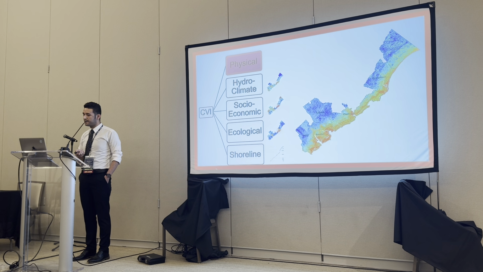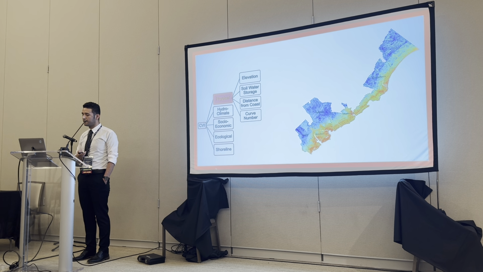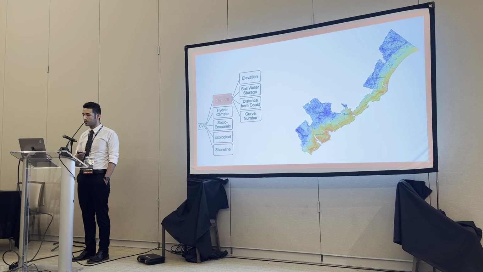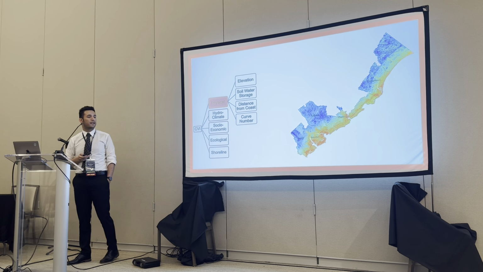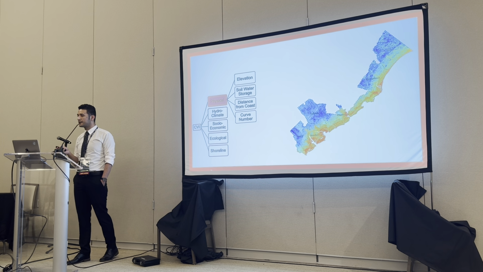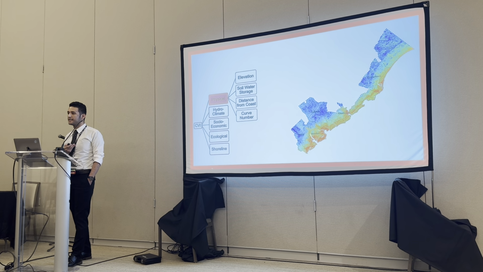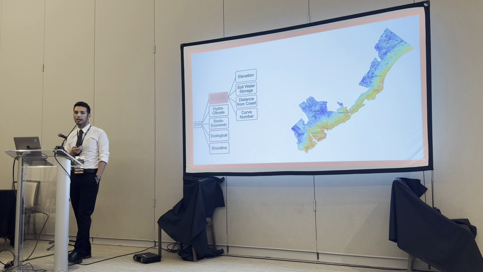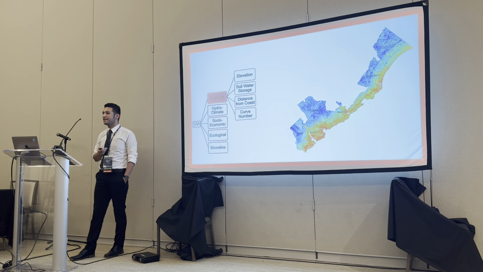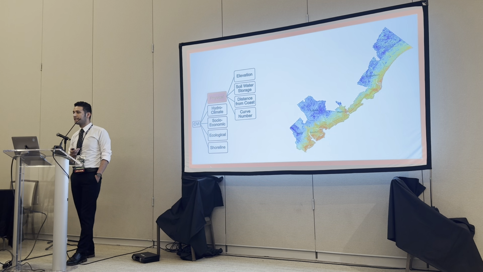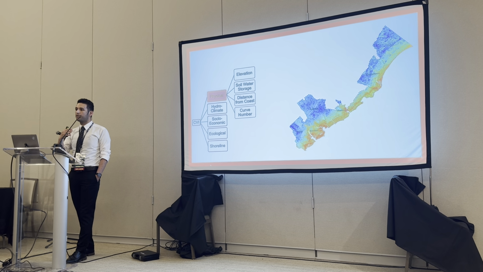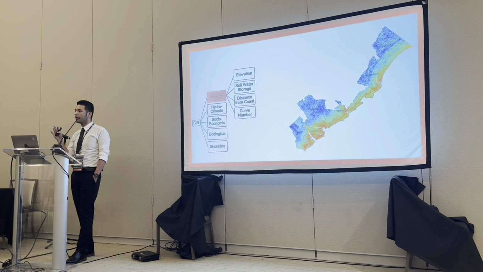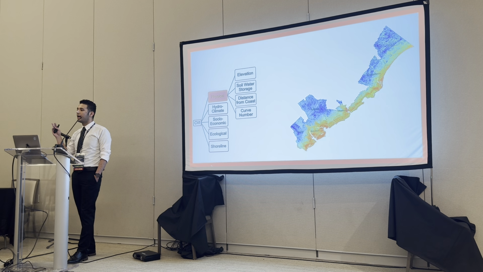So to develop the physical vulnerability map, we used 4 different data: elevation, soil water storage, distance from the coast, and curve number. The first 3 are kind of self-explanatory, but does anyone know what curve number is, that is grouped here among physical factors? Okay, so curve number is a parameter that explains how much of the rainfall would turn into runoff. Basically, it's a function of soil type, the hydrological status of the region, and the land use.